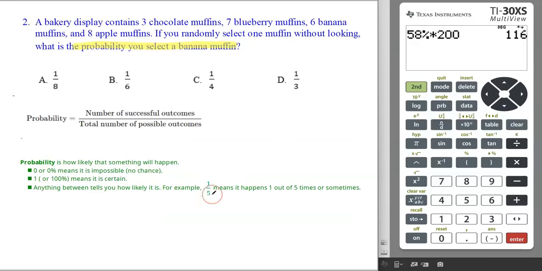Down here in green, I have an explanation of what probability is. I'm not going to go over all these bullet points. You can read them. But the general definition of probability is how likely something will happen. Here is the formula, so to say, of probability. Successful outcomes divided by the total number of possible outcomes.